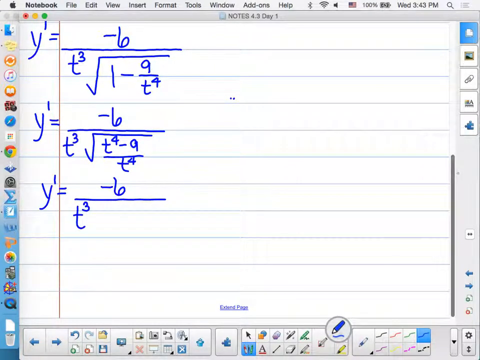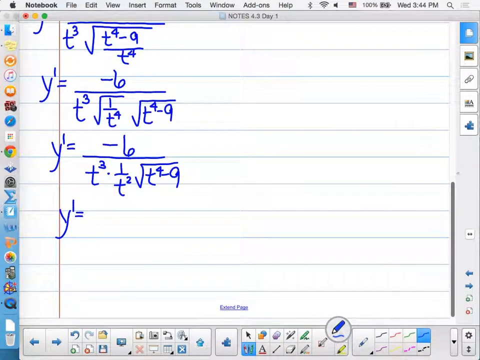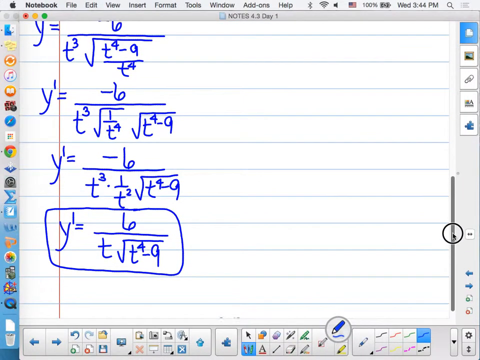So I have a t cubed. If I pulled out the square root of 1 over t to the 4th, in other words that denominator t to the 4th, and I'll write it so you can see it, then I'd be left with the square root of t to the 4th minus 9. The square root of 1 over t to the 4th would be 1 over t squared. So I'd be looking at negative 6 t cubed times 1 over t squared times the square root of t to the 4th minus 9. And at that point, we're looking at 6, a factor of t, and the square root of t to the 4th minus 9. If it's the simplifying, then go back over it so that you're reworking that simplifying part and finding good factors and how to clean those up as much as possible.